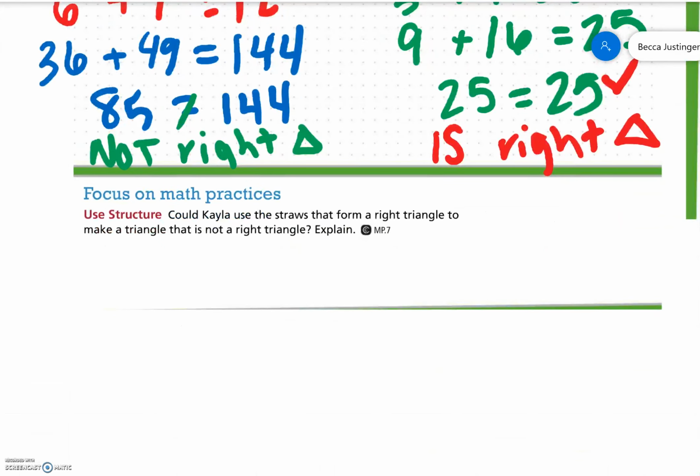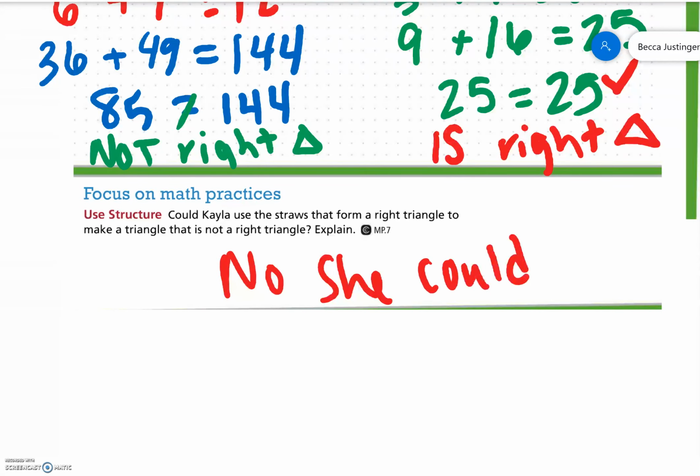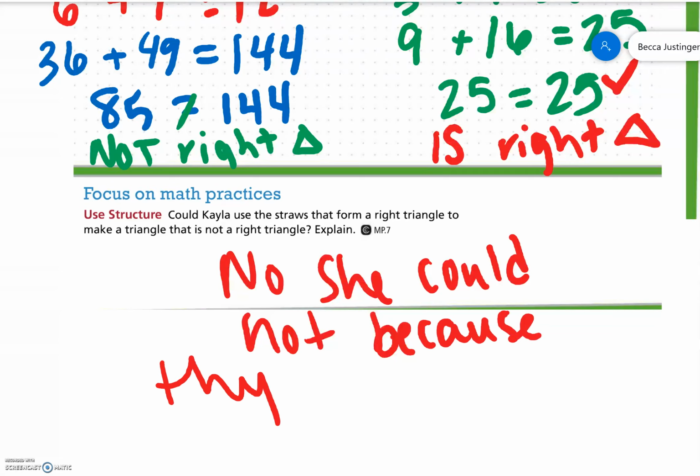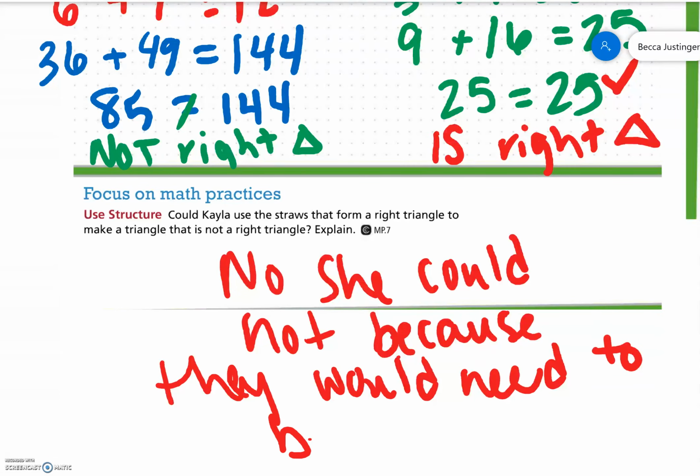Focus on math practices. Could Kyla use the straws that form a right triangle to make a triangle that is not a right triangle? Explain. No. She could not, because then they would need to be different side lengths.